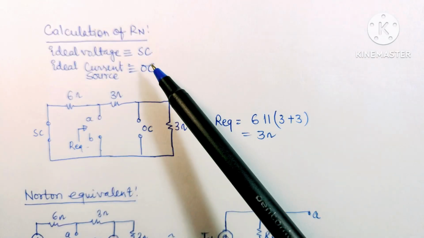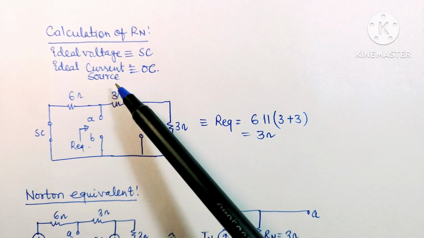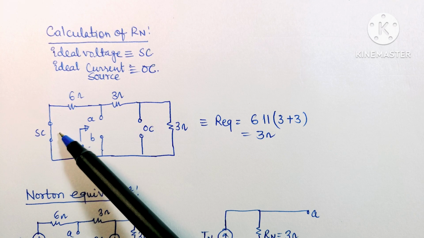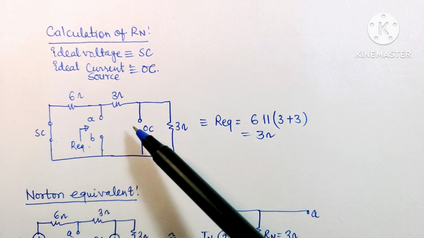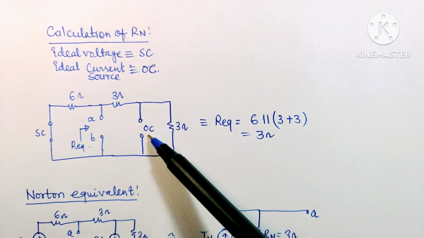For the calculation of Norton resistance, we have to short circuit the ideal voltage sources and open circuit the ideal current sources. As we see, here a voltage source was connected, so we have short circuited this terminal, and here a 2 ampere current source was connected, so we have open circuited this terminal.